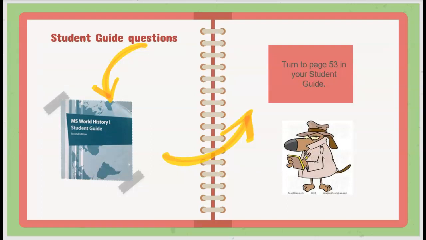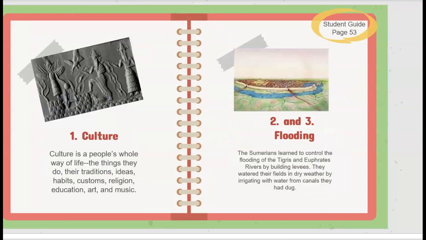So go ahead and turn to page 53 in your student guide. And this goes directly along with questions 1, 2, and 3, and then the additional questions as we move through this flip video. So this is again on page 53 in your student guide. Question number 1, culture. Culture is a people's whole way of life. The things they do, their traditions, ideas, habits, customs, religion, education, art, and music.